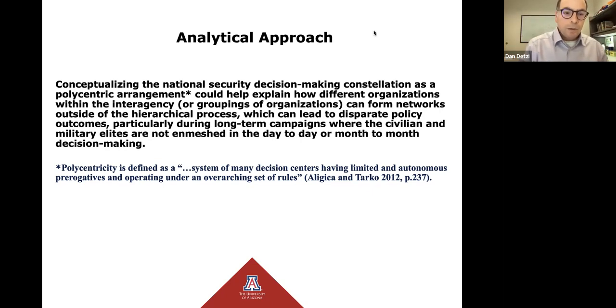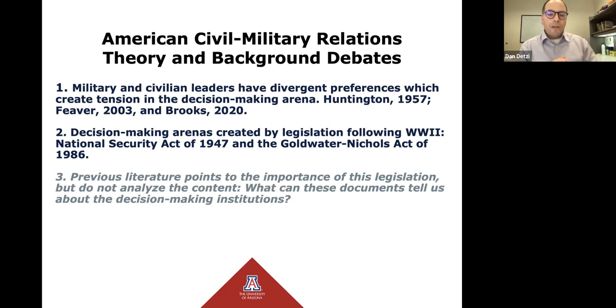So as I said, I come from the civ-mil relations theory debate. And in this, they're looking at civilian leaders versus military leaders and their divergent preferences. And the decision-making arena was created by legislation following World War II, is what I'm looking at. And previous literature on civ-mil relations discuss how important this legislation is, but they're not breaking into it. They're not delving into it.